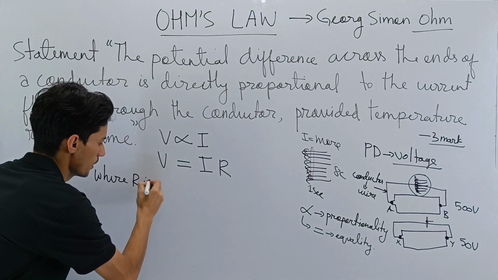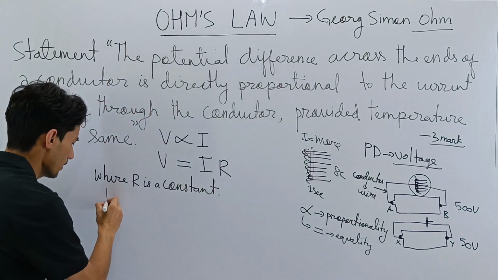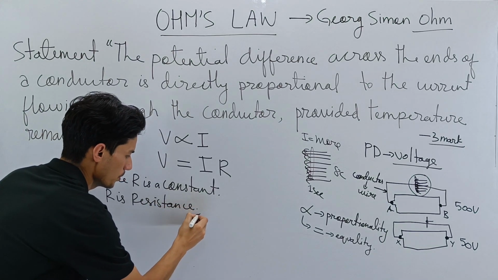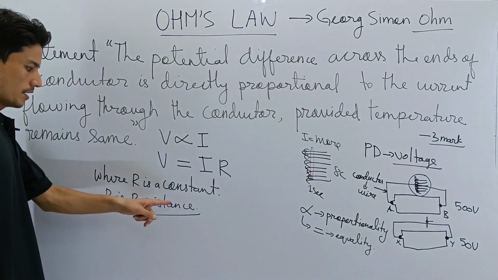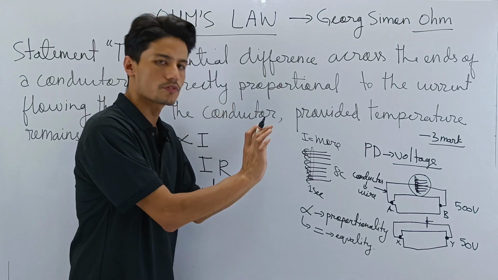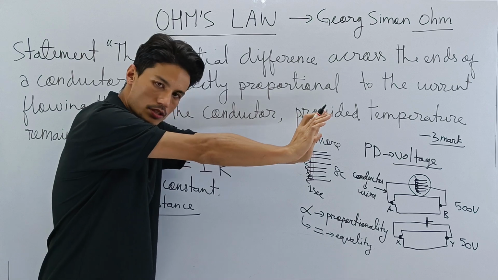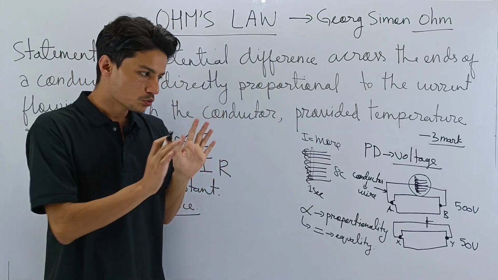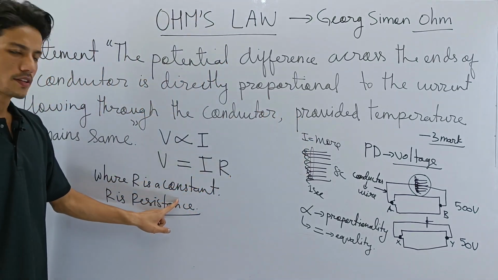Where R is a constant, and R is resistance. Remember, R is resistance. We'll be talking about resistance in the upcoming topics. What is resistance? Let me just give you the answer verbally. Resistance is the property of a substance to oppose the flow of current. So current wants to flow towards me; if I am resistance, then I'll oppose the flow of current. Resistance is the property of an object to fight back against current. So this R is resistance.